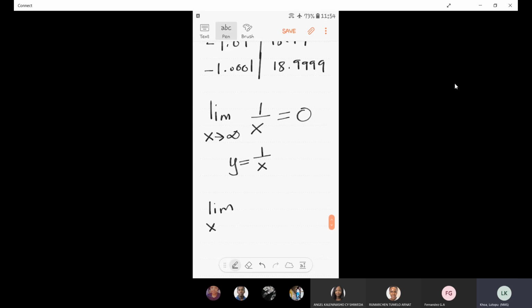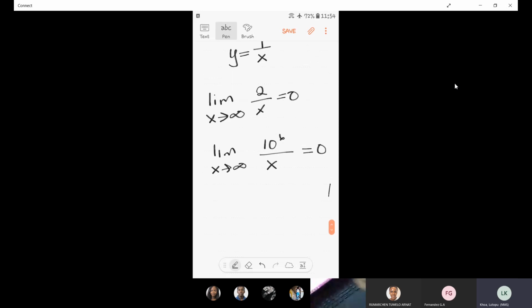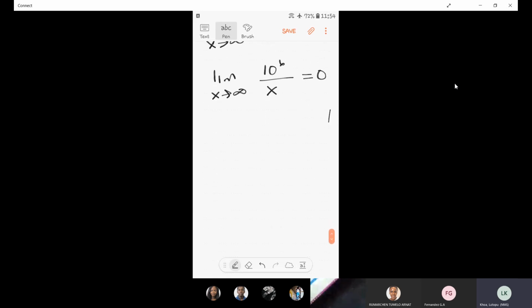So we have the limit as x goes to infinity of, let's say, 2 over x. This is also equal to 0. The limit as x goes to infinity, even of a million over x, is still equal to 0. Okay, because that 1 million is fixed. Eventually, when x is getting bigger and bigger, it'll pass the 1 million and the denominator will be so much bigger than the numerator that what you're left with is very close to 0. Okay, so if your numerator is a constant, then the limit goes to 0.